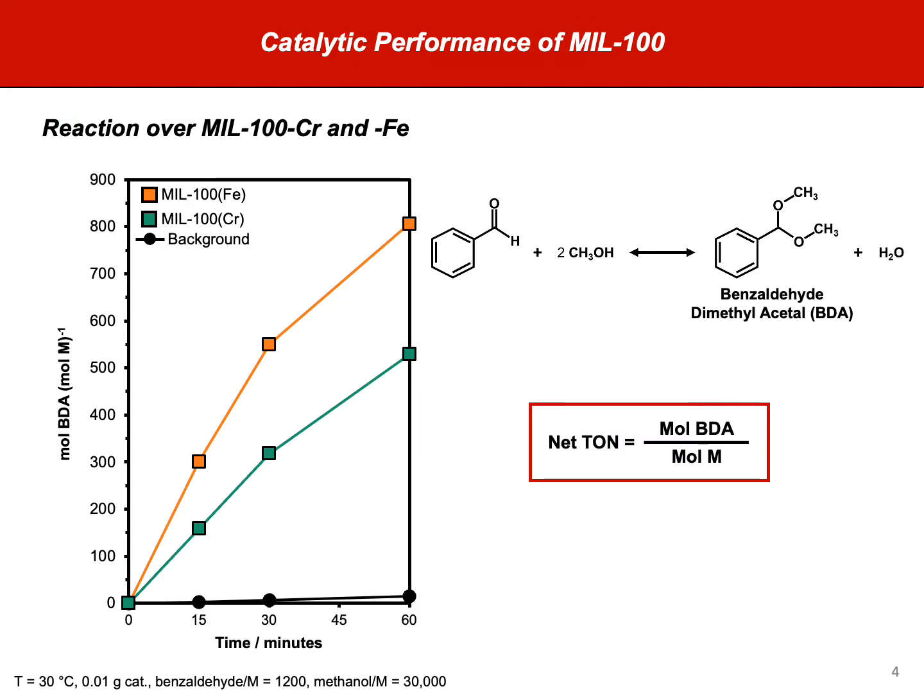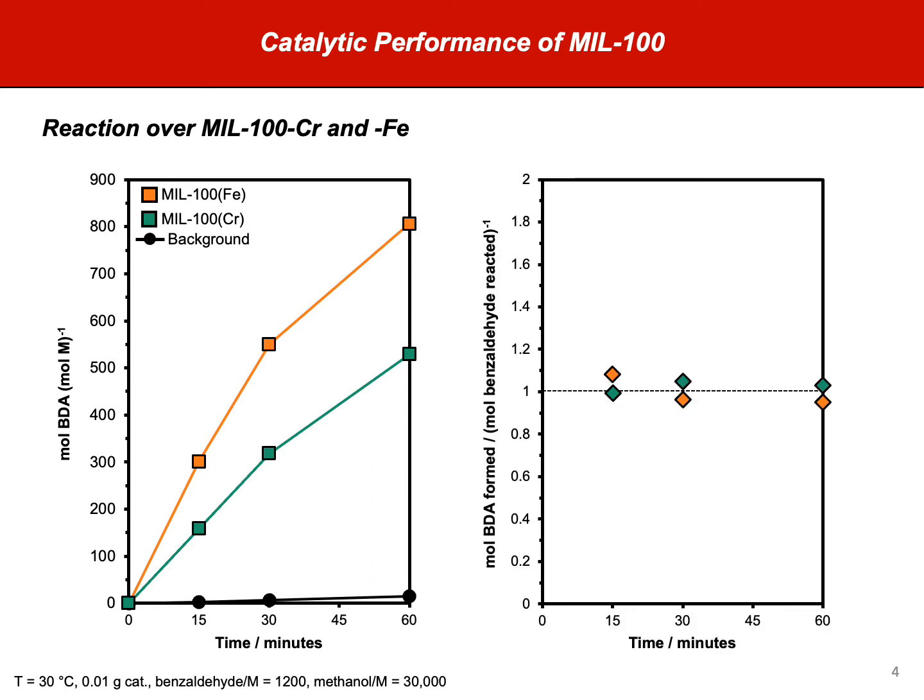Shown here are the moles of BDA per mole metal as a function of time in a batch reaction. The moles BDA per mole M represents the net turnover number, that is, it's the number of acetalization turnovers in the forward direction minus that in the reverse direction as a function of time. So I'll emphasize that BDA is the only product formed in this reaction, and the moles of BDA formed correspond closely to the number of moles of benzaldehyde reacted at any point in time.